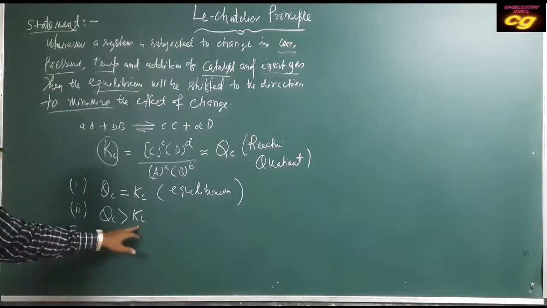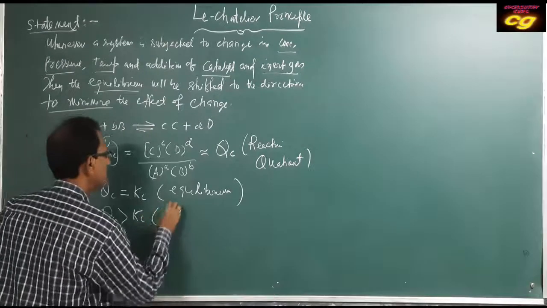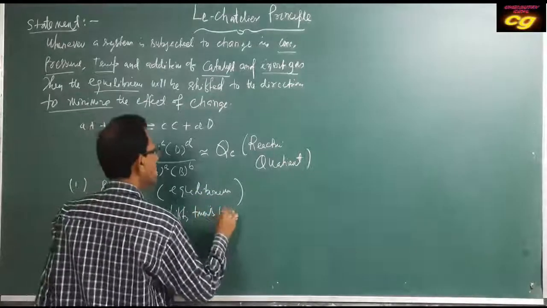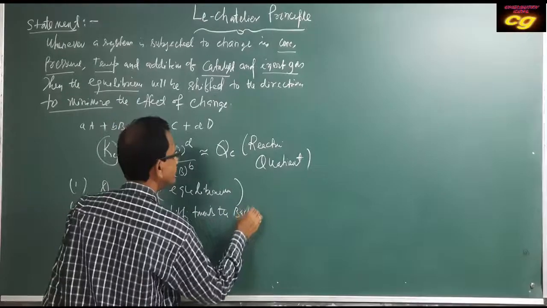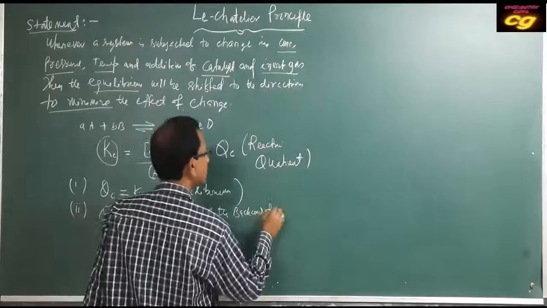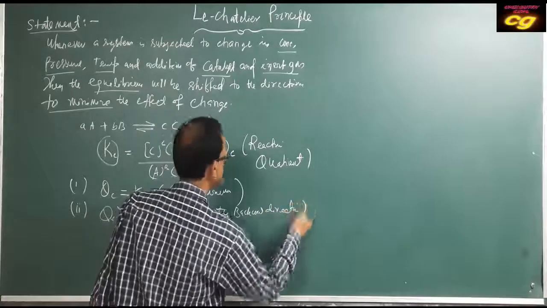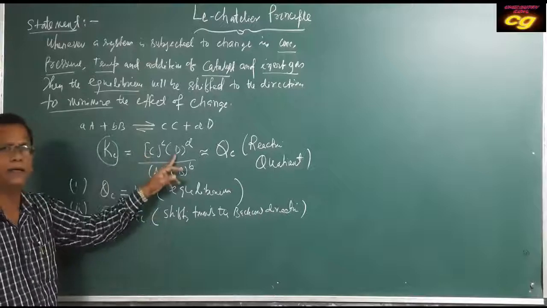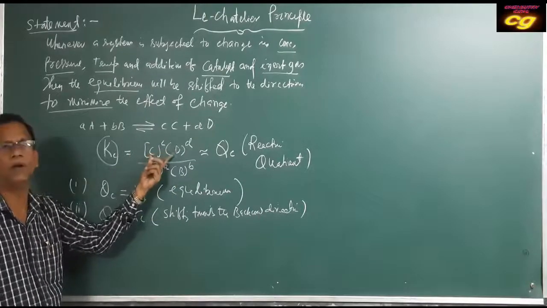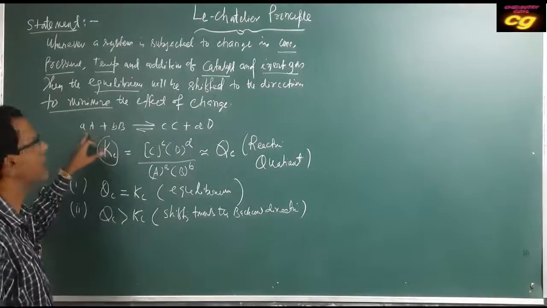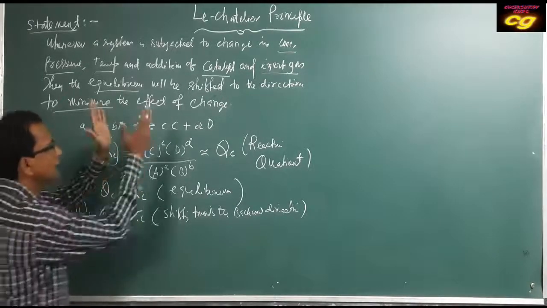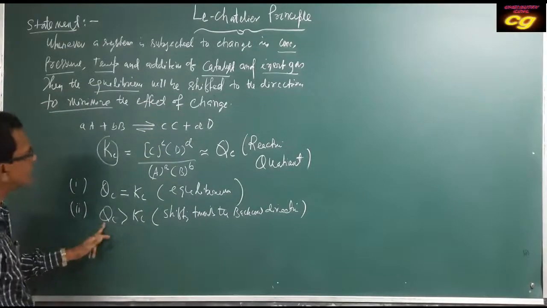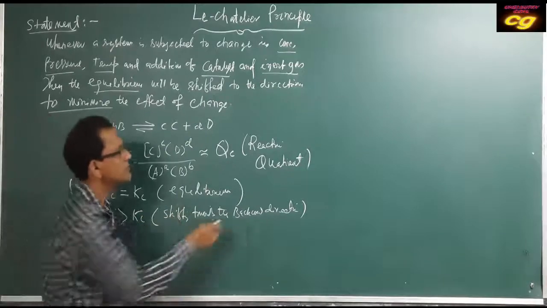So when Qc is greater than Kc, shifting is towards the backward direction. Why is equilibrium shifting towards the backward direction? Because when you increase C and D, the increased CD value is again consumed to give A and B, so that Kc remains constant. When Qc is greater than Kc, equilibrium shifts towards the backward direction.